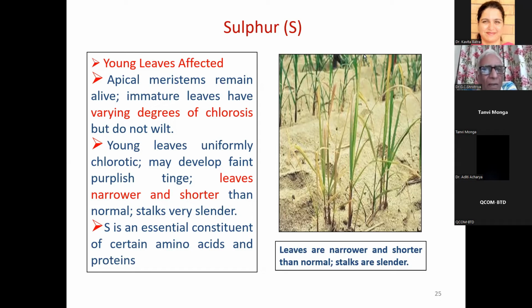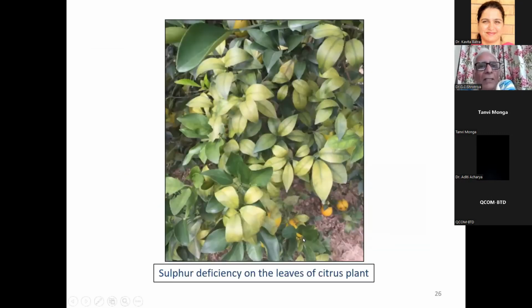And the varying degree of chlorosis means varying degree of yellowing is there. And the leaves become very short and narrow, because when the protein synthesis is not there, leaves will not grow and they will remain narrow. So this type of narrow and shorter leaves are there, including cylindrical stalks, meaning the stem part. Next, please. Sulfur deficiency. Next.